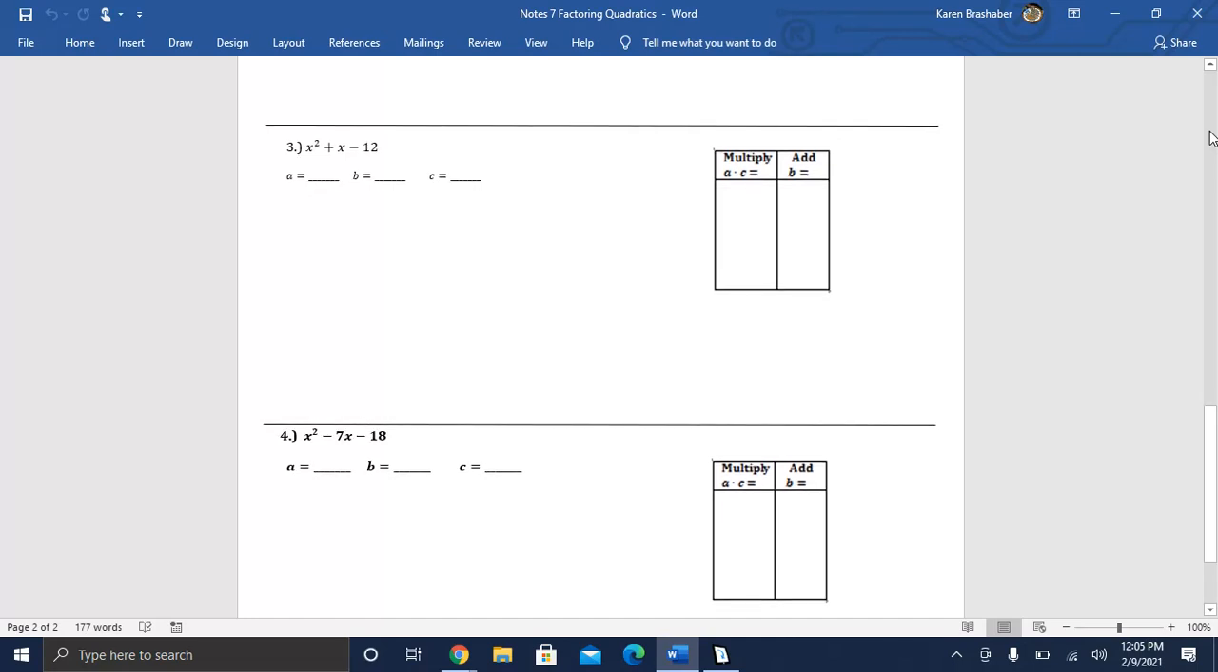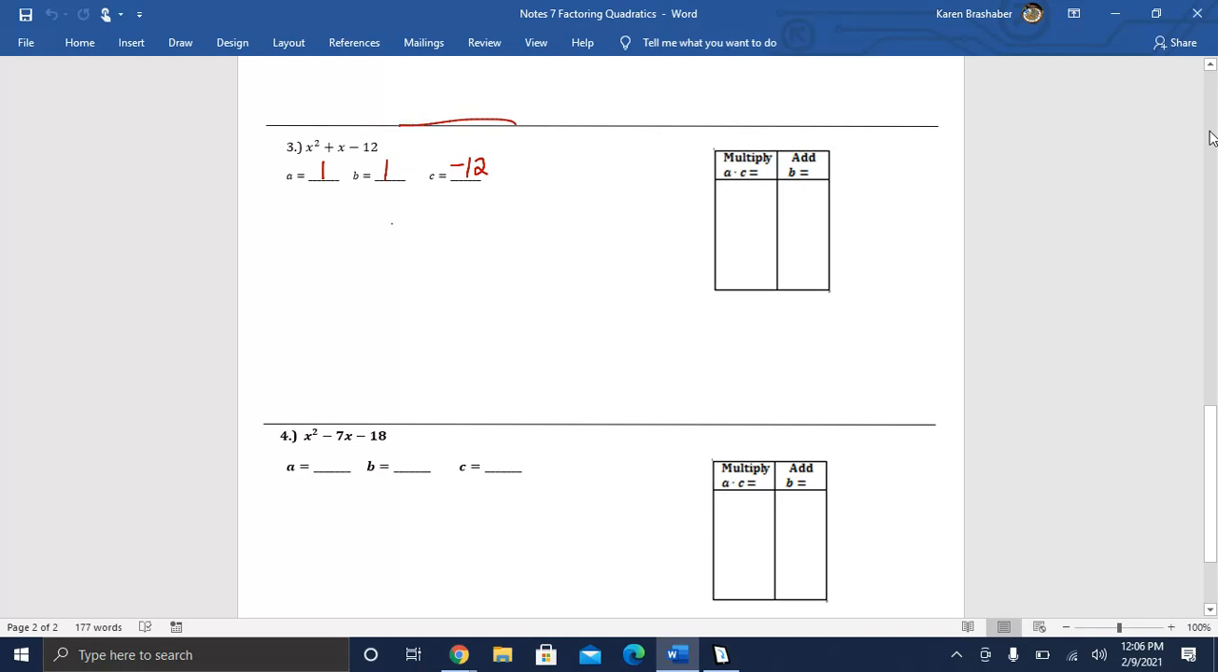x squared plus x minus 12. And for this one, we have just one negative sign. So we want to be careful as we choose our numbers. So we do not have any common factors. I'm going to go ahead and write our A, which is 1. Our B is also 1. And our C is negative 12.